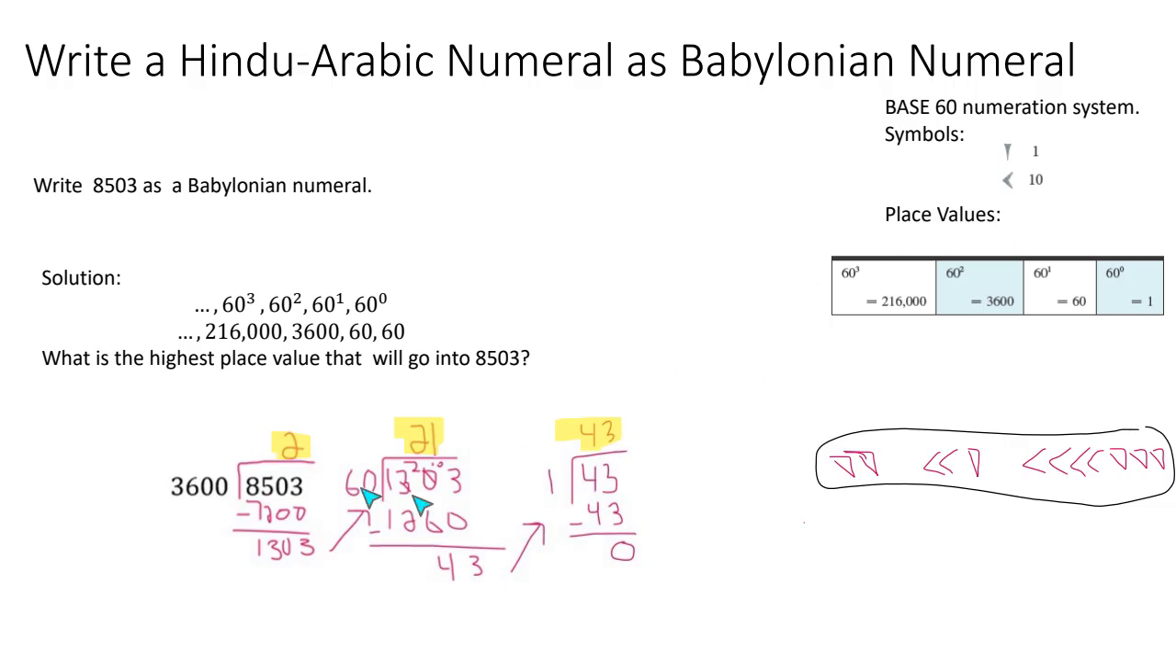So the number 2 can be written with these 2 triangles. And then I'm going to a new place value. So I'm going to leave a space. And then I have 21. And that's going to be 10, 21. And then I'm going to a new place value. So I need a space. And then 43 is 10, 20, 30, 43. Okay, so let's do another one.